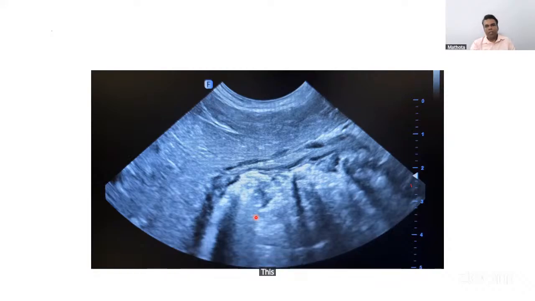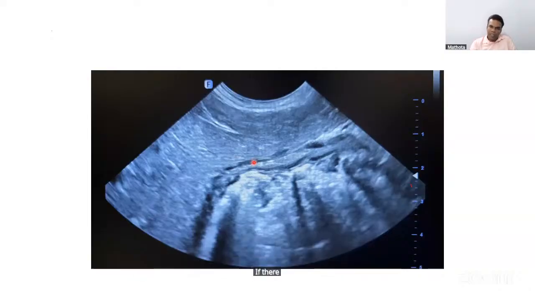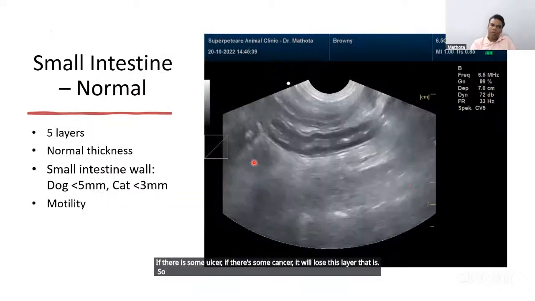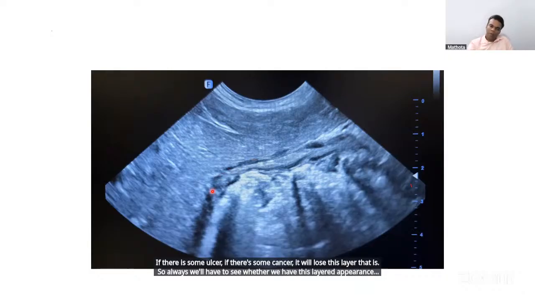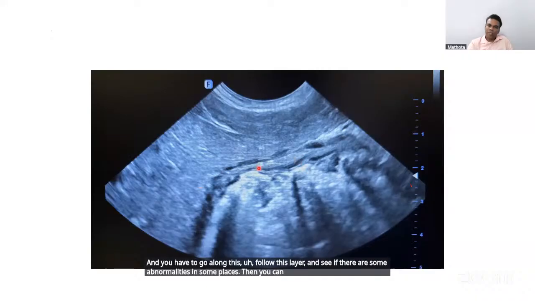This layered appearance helps us to identify these organs. And it is very important to see these layers because if there's some abnormality, if there's some ulcer, if there's some cancer, it will lose this layered appearance. So always we have to see whether we have this layered appearance or not. You have to follow this layer and see whether there is some abnormality in some places. Then if you find an abnormality, you can identify some ulcers or some growths on the wall.